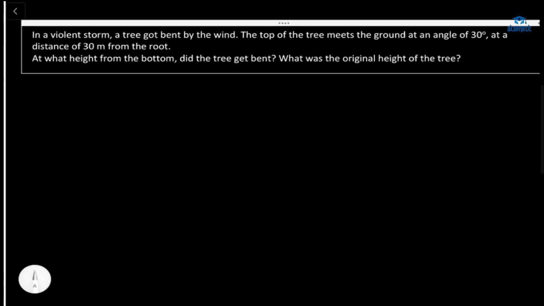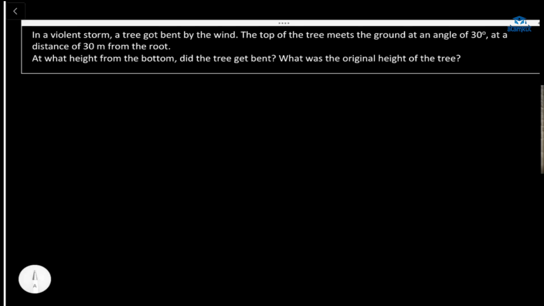Ma'am, I understood the question. The theta is 30 degree and the base is 30 meter, at a distance of 30 meter from the root. At what height from the bottom did the tree get bent? Now, what is the diagram? Can you send me the diagram after drawing? This is not like you used to draw the triangle. It will be drawn as a triangle, but read properly. At what height? You have to find out the total height of that tree also. Ma'am, only the base is given.